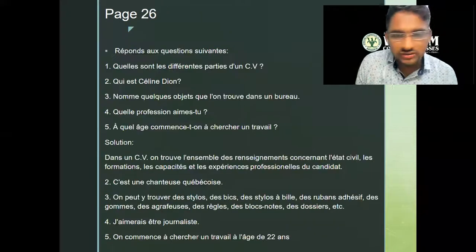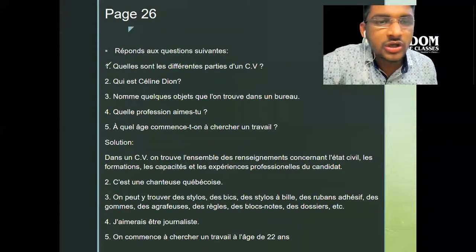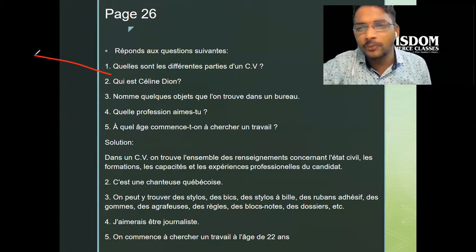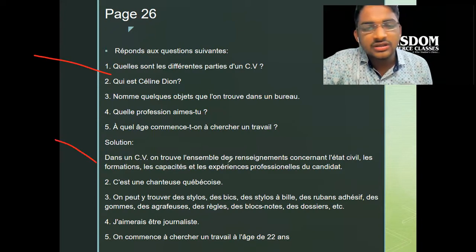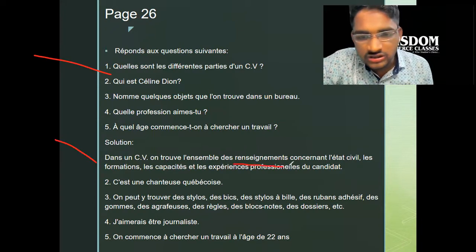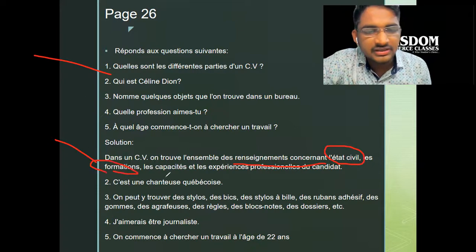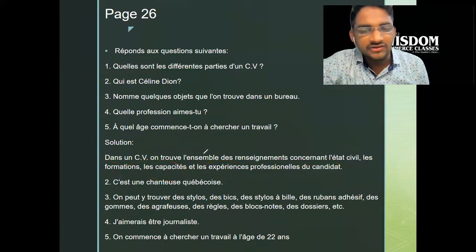And going with the last exercise of this entire chapter, répondez aux questions suivantes. Answer the following questions. What are the different parts of a CV? Quelles sont les différentes parties? So students, in a CV, this is my first answer. In a CV, one finds together the information concerning the civil state, the formation, the courses, the capacity, and the professional experience of the candidate. So all these things, students, we find together in a CV.